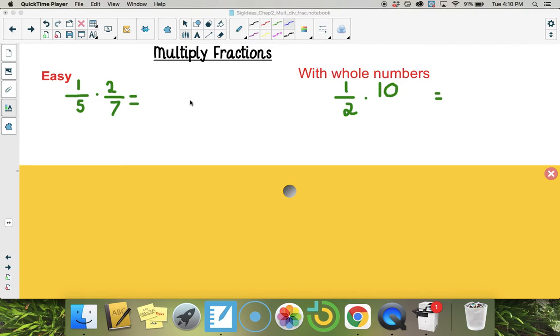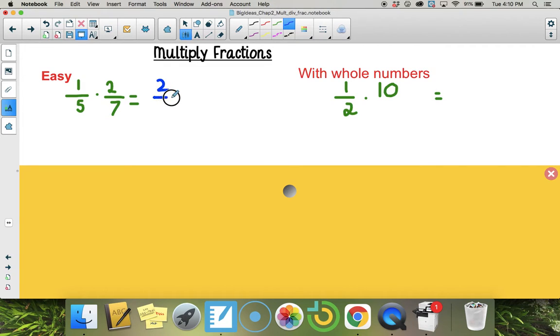Here is an overview of multiplying fractions. Please write down these examples so you have them in your notes. We talked about easy problems where you can literally just multiply across. So on this easy example here, 1 times 2 is 2, and 5 times 7 is 35. There's no common factors, so I cannot simplify. That's my final answer.